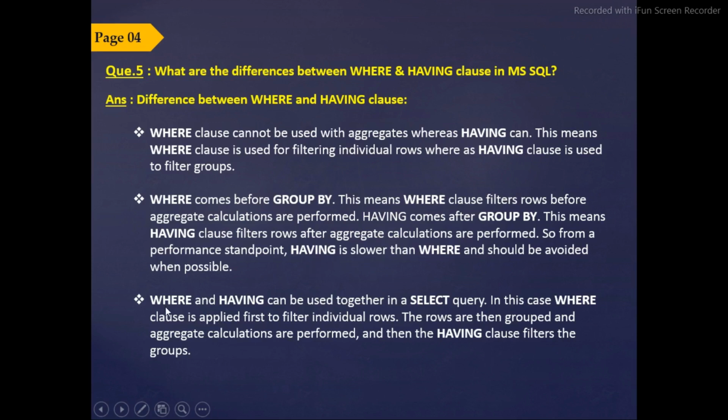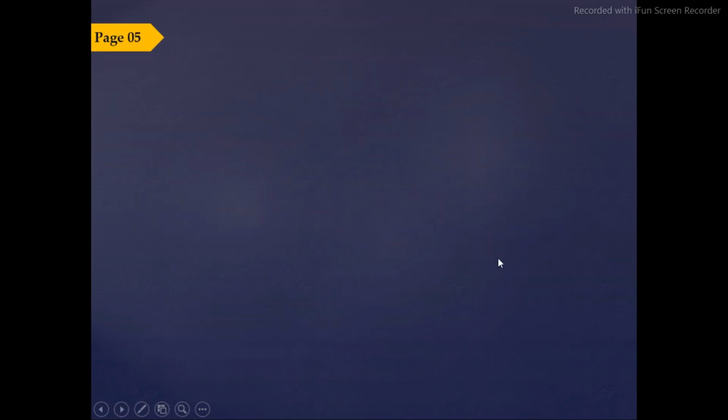Okay. So next difference is where and having can be used together in a select query. In this case, where clause is applied first to filter individual rows. The rows are then grouped and aggregate calculations are performed, and then the having clause filters the groups.